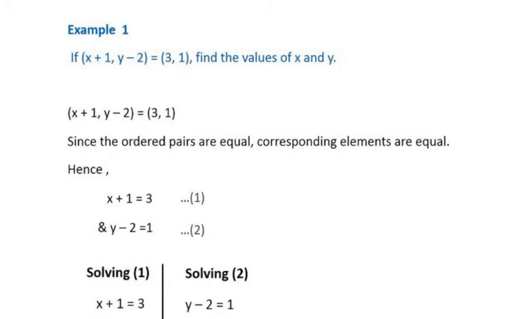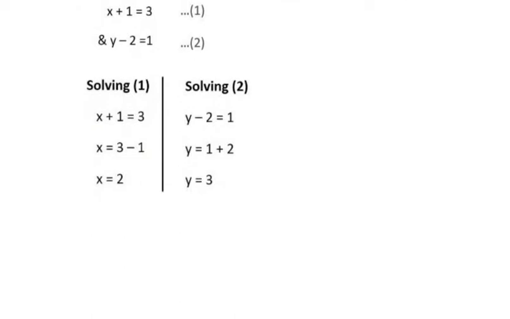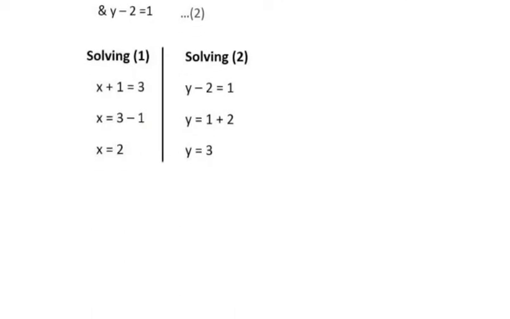Now example 1. You have this example in your textbook: if (x + 1, y - 2) is equal to (3, 1), find the values of x and y. So what we will do here is compare their corresponding elements. So x + 1 is equal to 3 and y - 2 is equal to 1, and therefore x will be 3 - 1, that is 2, and y is equal to 1 + 2, that is 3. So we get x equal to 2 and y equal to 3.